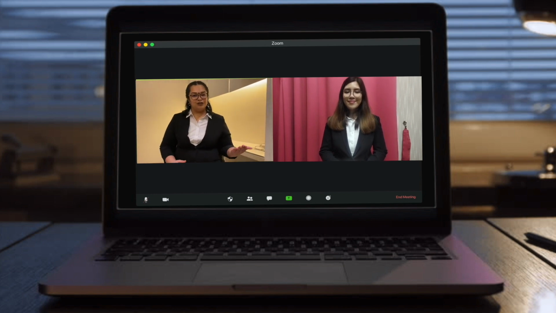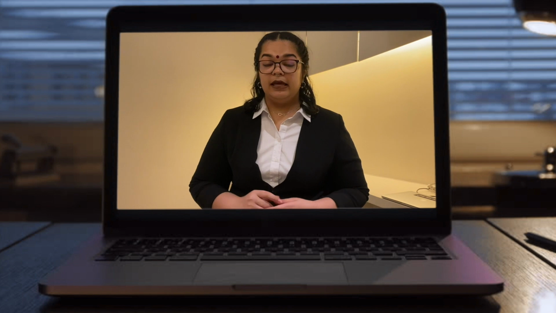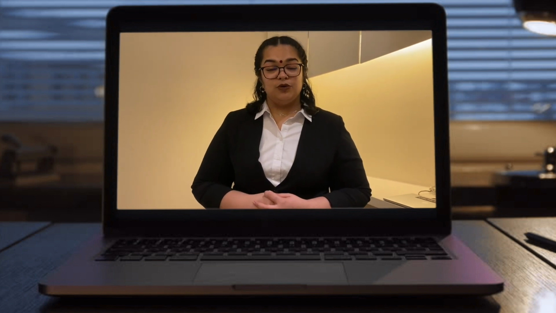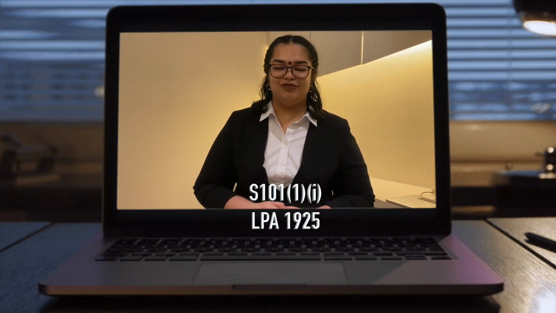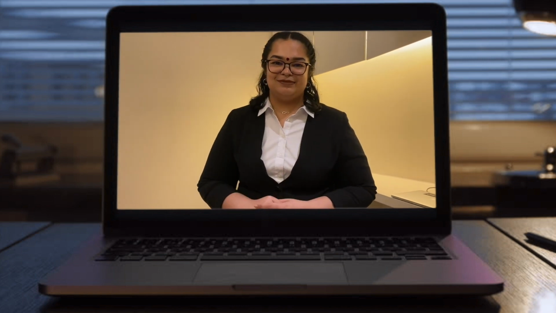Other than foreclosure and possession, the mortgagee has the power of sale. Generally, a mortgage will contain an express power of sale, and if it does not, by virtue of Section 101, Subsection 1 of the LPA 1925, the mortgagee has an implied power of sale made by deed. The question is, are the mortgagee and mortgagor's interests protected equally?